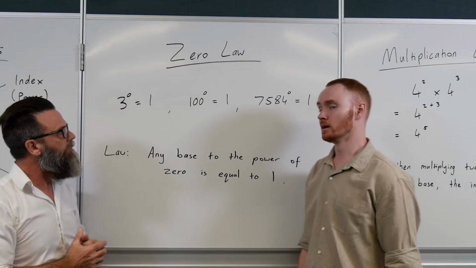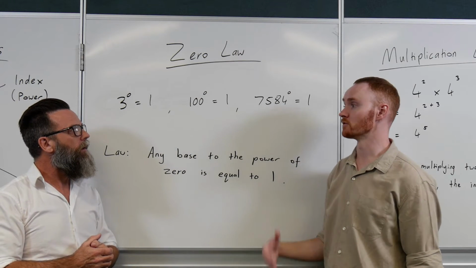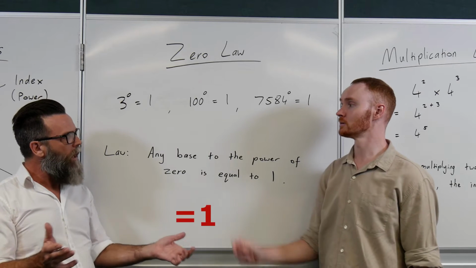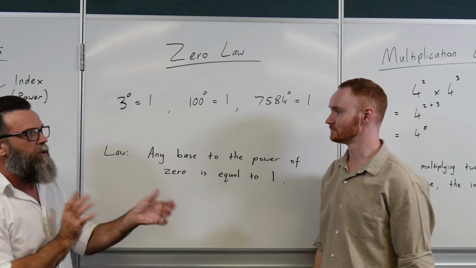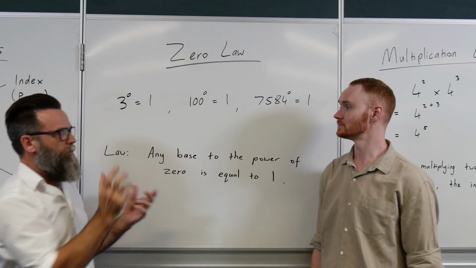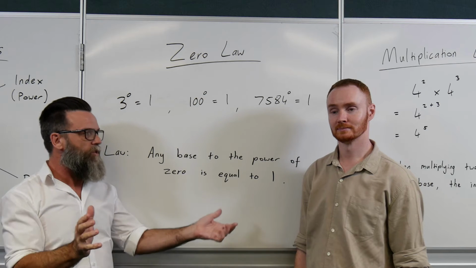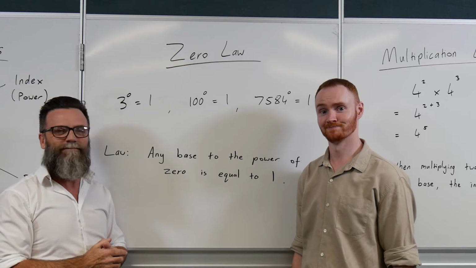Exactly. Now this number over here, 7,584 to the power of 0, equals 1. I think I'm starting to see a pattern here. Correct me if I'm wrong, but if we've got any base to the power of 0, the answer is always going to be equal to 1. That's it. That's the zero law. Super stuff.